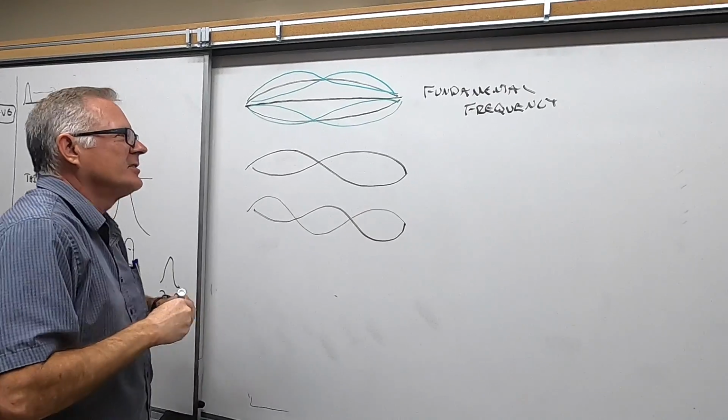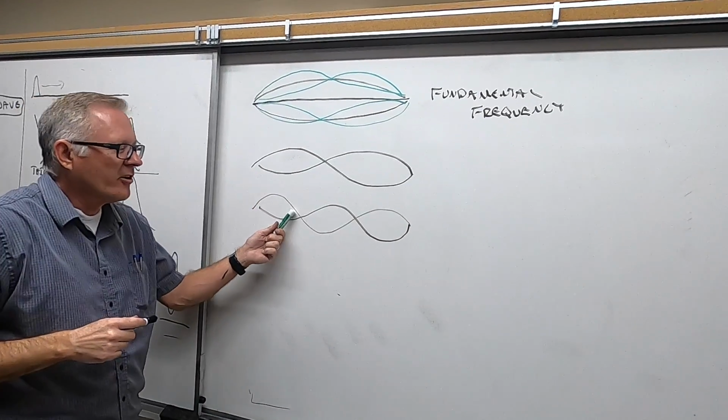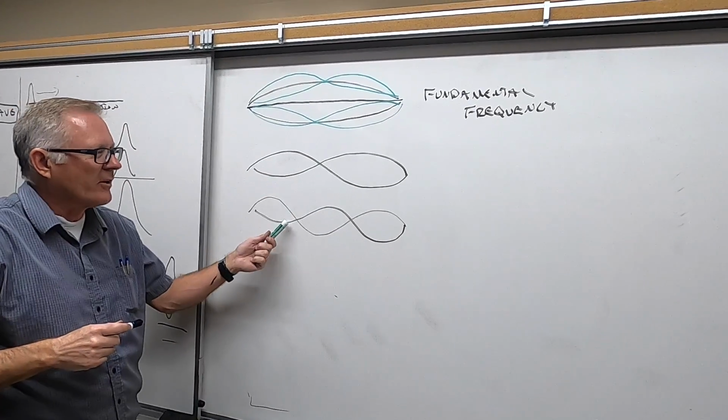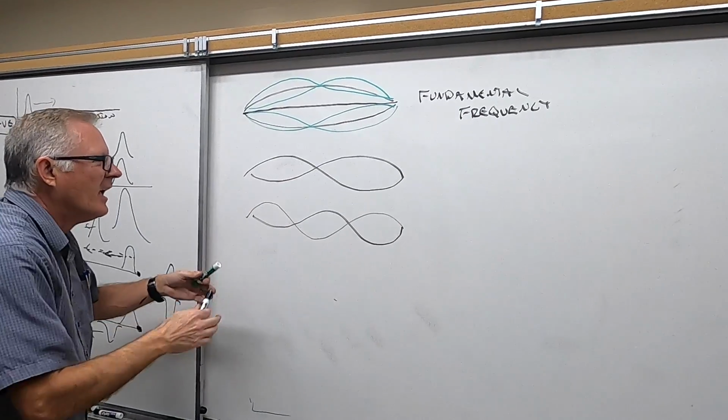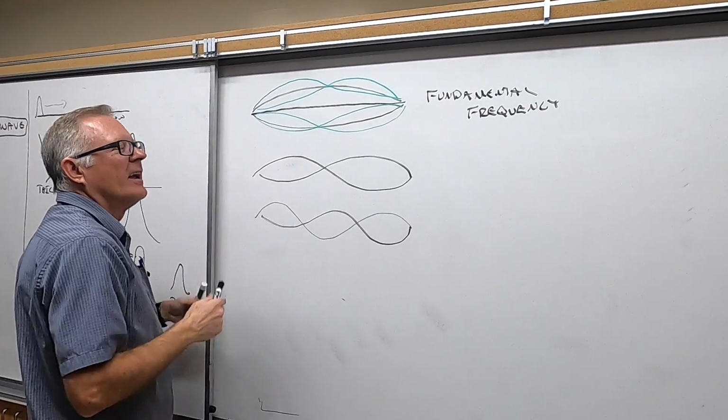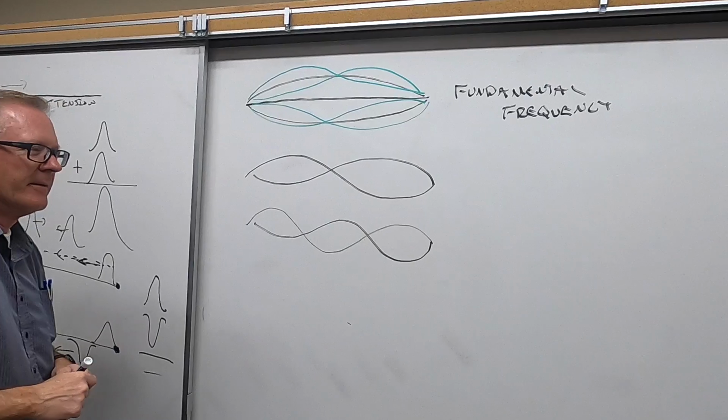We would call this one the second harmonic, the third harmonic, the fourth. This is twice the frequency, and this is 3 times the frequency. And when you put all these together, it sounds good right here.